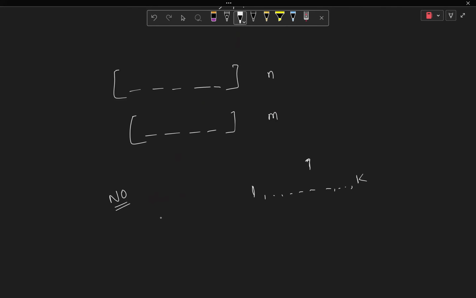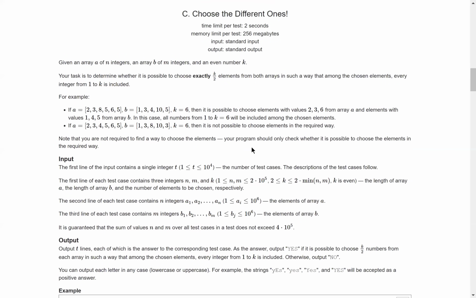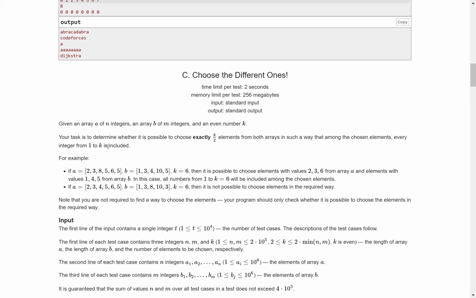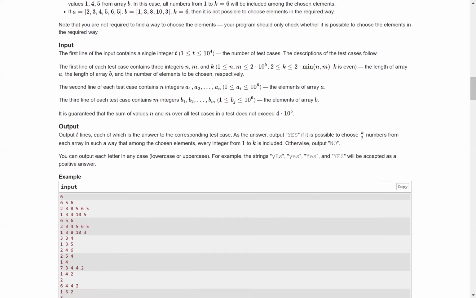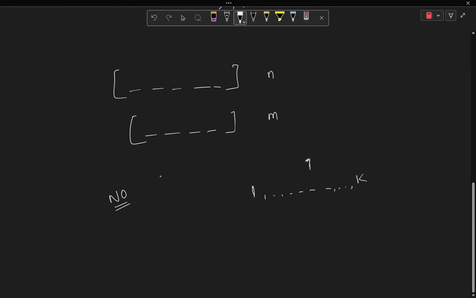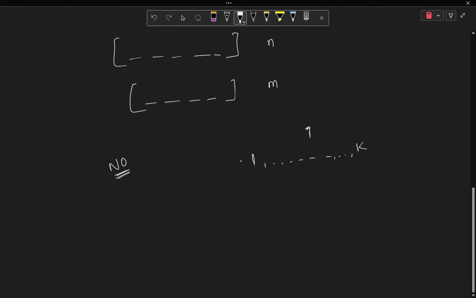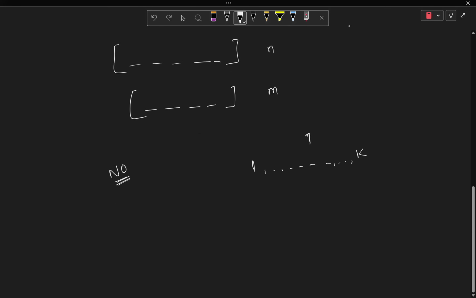Because I can never choose 7 from any of these arrays. So at the end of the day, there will be one element in the range from 1 to k which would not be included. So in that case, I don't really have any confusion. I can straightforwardly say that the answer is no, if there is any element missing in the range from 1 to k in these two arrays, right?